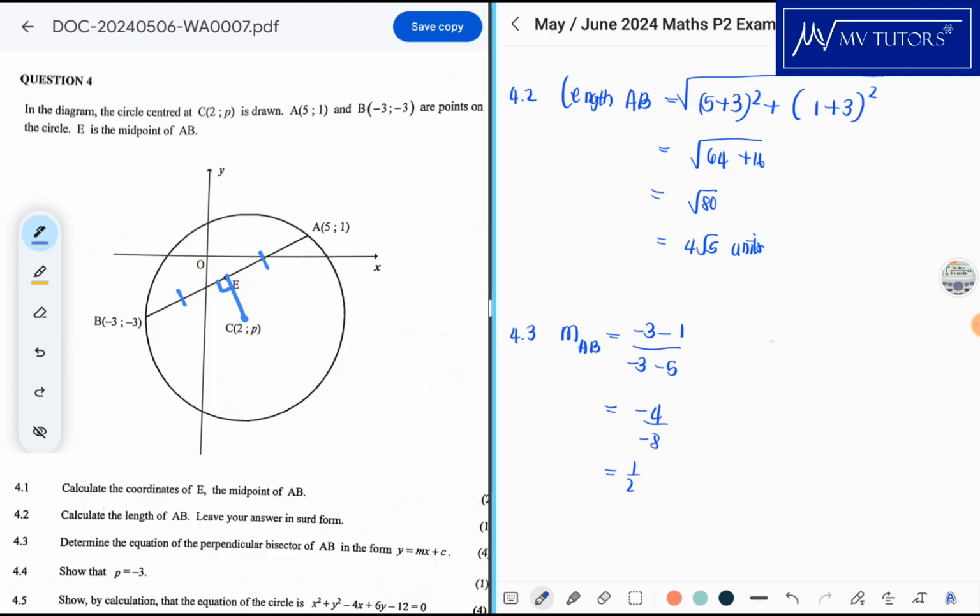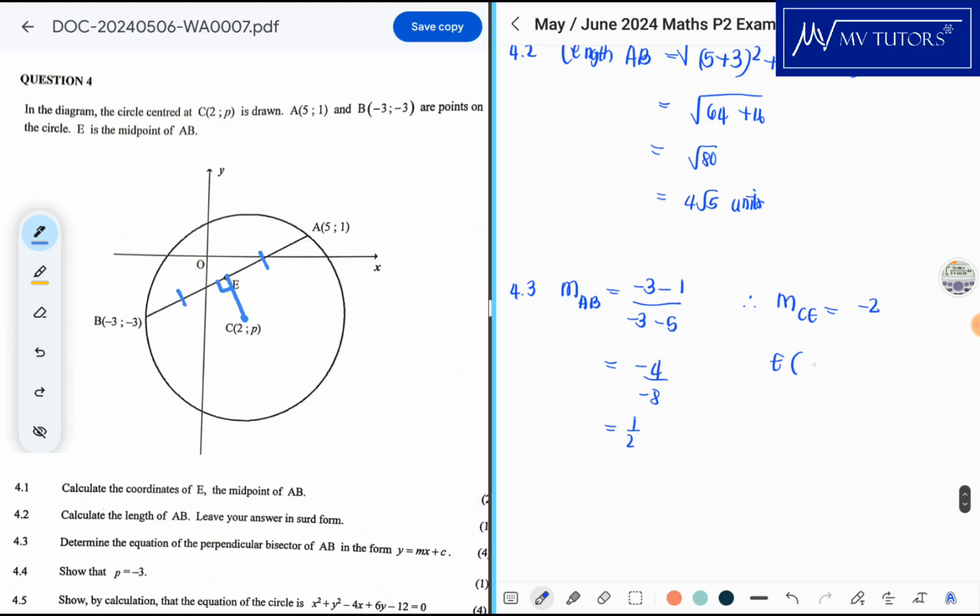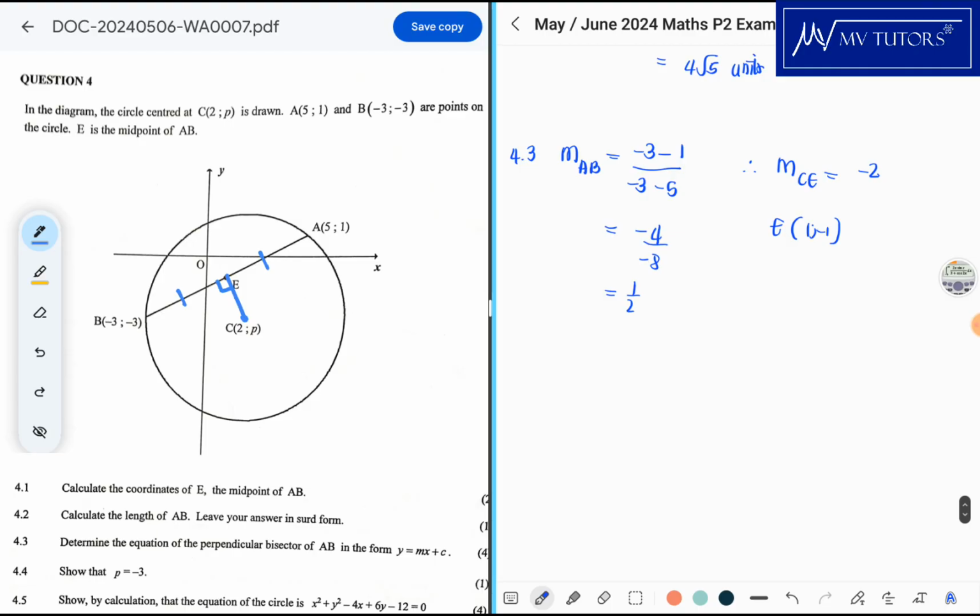Now then, the perpendicular gradient, I'm just going to call it CE. If that one is a half, CE has to be -2, because if I multiply them, I will get -1. So now we have the gradient of CE, which is -2, and we also have a point E that we worked out, which is 1 and -1. So can we get the formula of the line in terms of y is equal to mx plus c? We definitely can.